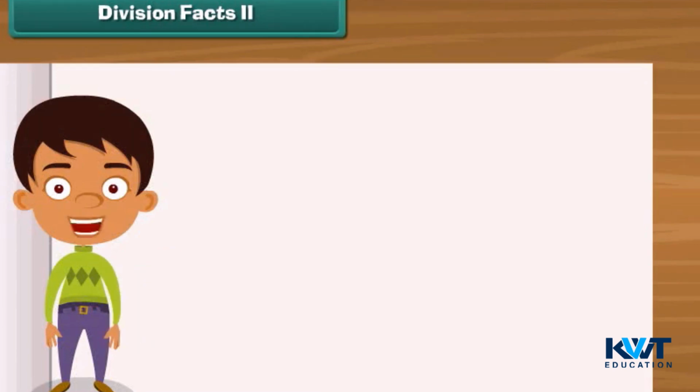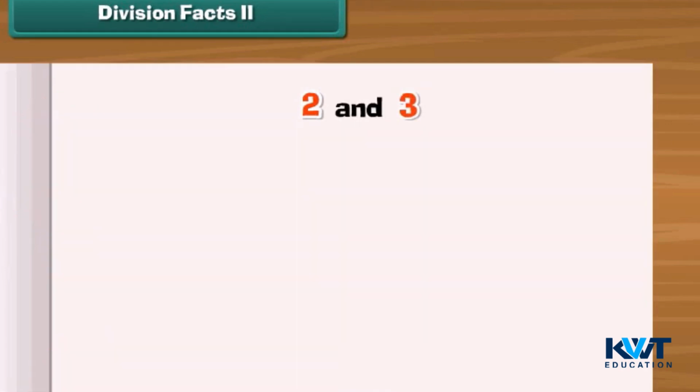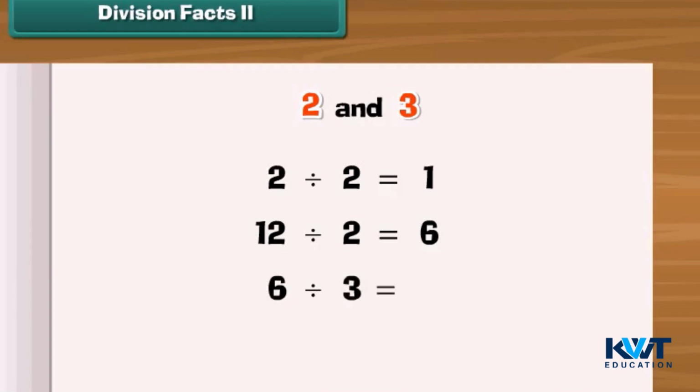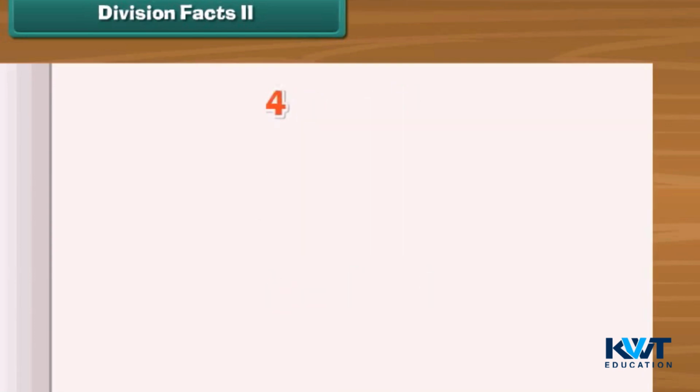Division Facts 2. Let us learn the division facts of 2 and 3. 2 divided by 2 is 1. 12 divided by 2 is 6. Similarly, 6 divided by 3 is 2. Now let's look at the division facts of 4, 5 and 6.